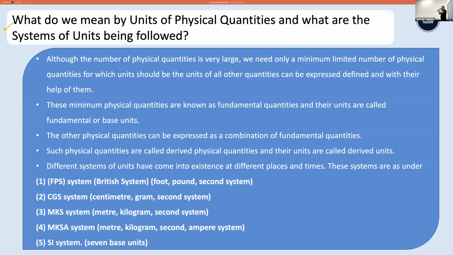But though the names are different, if you try to consolidate and observe it, these physical quantities will have some relation with the basic physical quantities. That's what we are going to see. So what they are saying is, although the number of physical quantities is very large, you take a list, it keeps on going, tomorrow you can invent something, we need only a minimum limited number of physical quantities for which units should be the units of all other physical quantities.